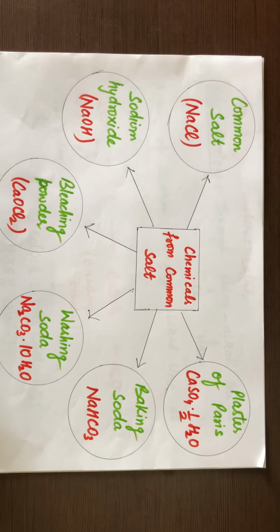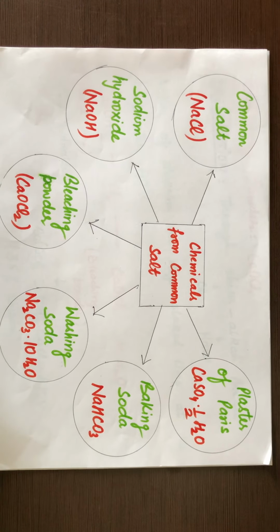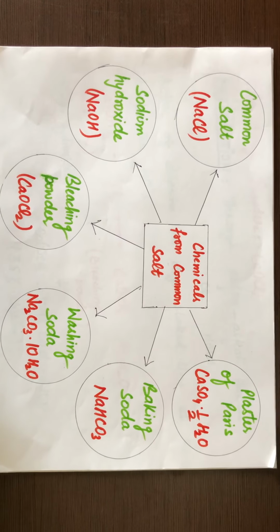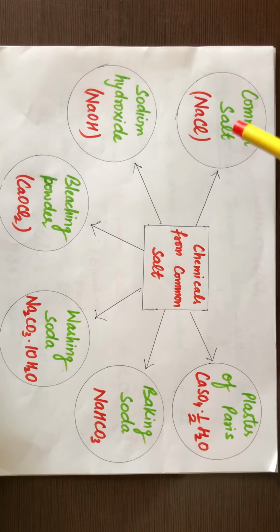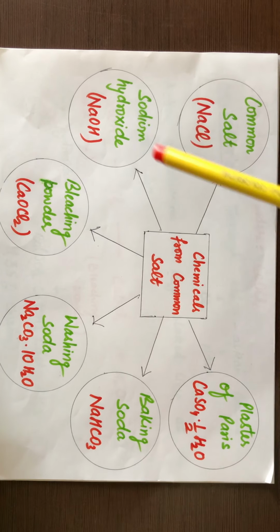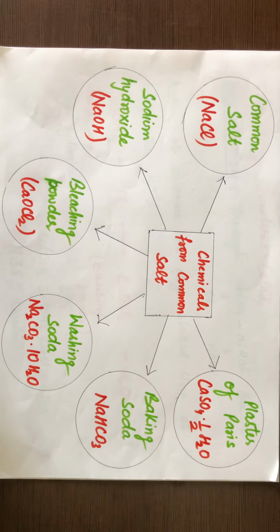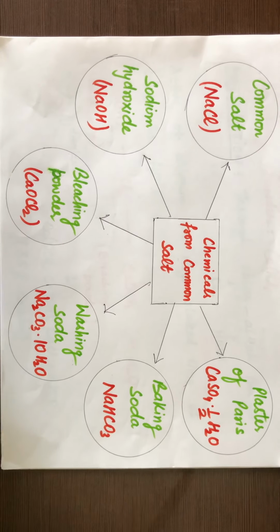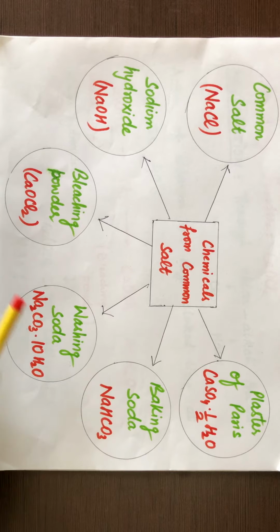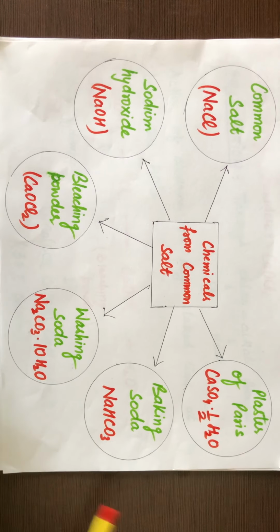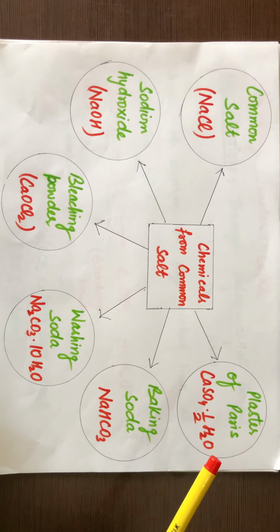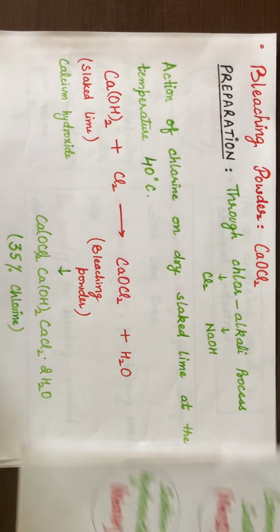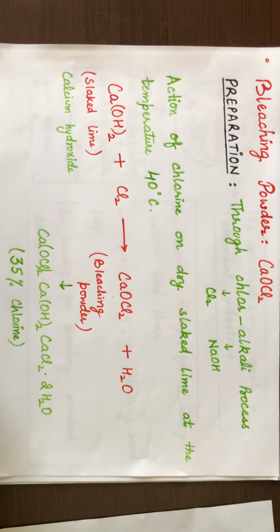In the earlier video we started with the salts in the second chapter, acids, bases and salts, and three salts were discussed there: common salt, sodium hydroxide and baking soda. We have covered that in that video. Now three remain. First one is bleaching powder, second one is washing soda, and last is plaster of Paris. So let's start with the very first topic, that is bleaching powder.